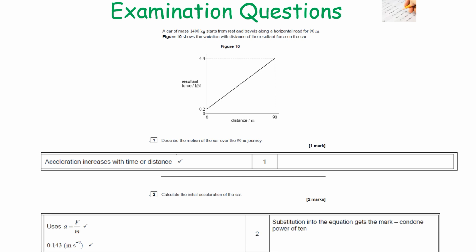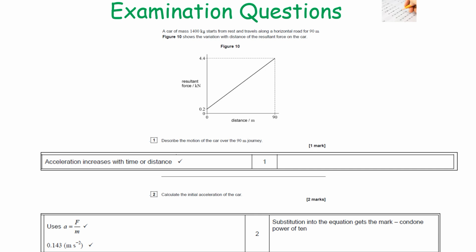We know that F equals ma, that's Newton's second law of motion, so a is equal to F over m. We can work out our resultant force by reading the value from the graph. We can then divide it by the mass, which is given in the question. Do remember that the resultant force is in kilonewtons, so convert that into newtons. So 4.4 kilonewtons will become 4,400 newtons. You can work that through and get your answer.